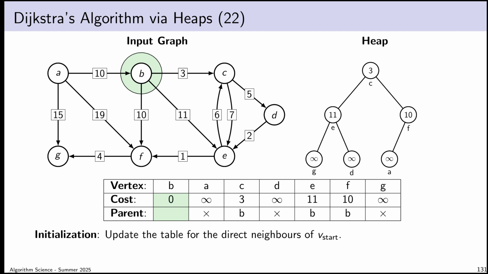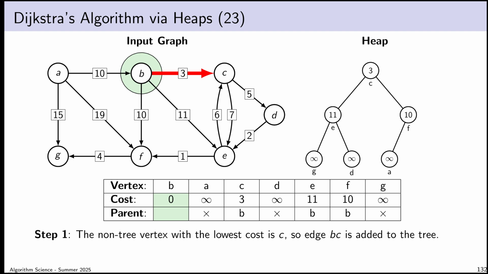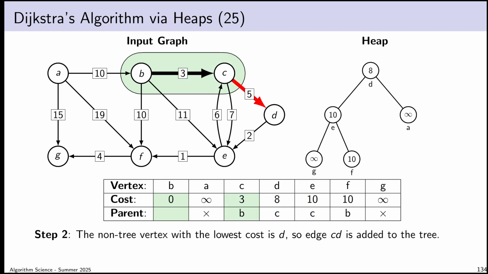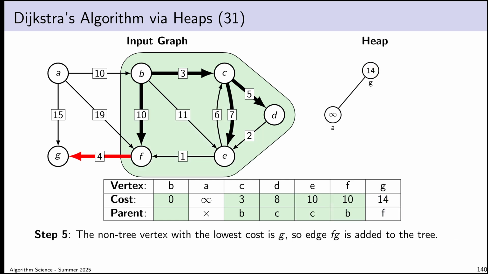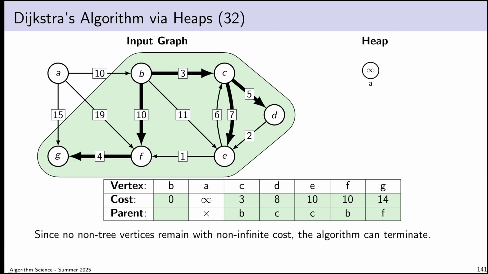Great. I begin by popping B off of the heap and then updating the table and the heap by relaxing edges to its neighbors. So I get this. The non-tree vertex with lowest cost is C, so I add that. Then I add vertex D. Then I add vertex E. Then I add vertex F. And then finally I add vertex G. And I'm done. So what's happening here is I can't continue. The tree will never contain all vertices, because if I go looking for non-tree vertices with non-infinite cost, I don't find any. The only non-tree vertex I could consider is vertex A, and vertex A has infinite cost.